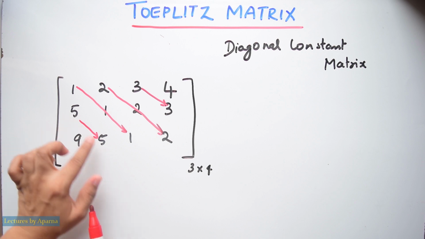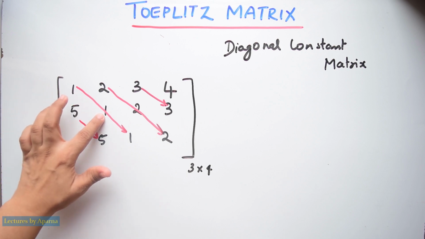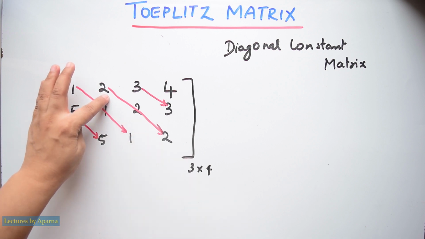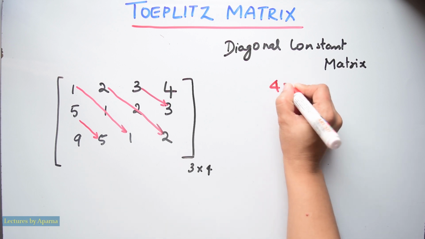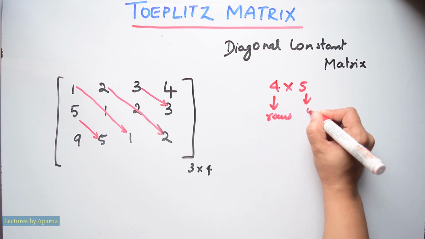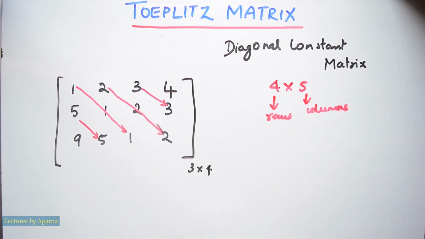So here this 5 and this 5 will be same. Now in the next diagonal, this 1, 1 and 1 will be same. In the next descending diagonal, this 2, 2 and 2 will be same. So likewise. Now let us see how we can write a Toeplitz matrix. I am going to write a 4 by 5 Toeplitz matrix. 4 by 5 means I will be having 4 rows and 5 columns. So now let us write a 4 by 5 Toeplitz matrix.